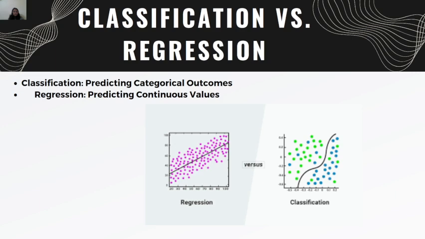Next, we have classification versus regression. In machine learning, we typically encounter two types of problems: classification and regression. In classification, the goal is to predict a categorical outcome, such as whether an email is spam or not spam, or classifying animals into categories like dog or cat. In regression, we predict a continuous value, for example, predicting house prices or estimating the temperature tomorrow.